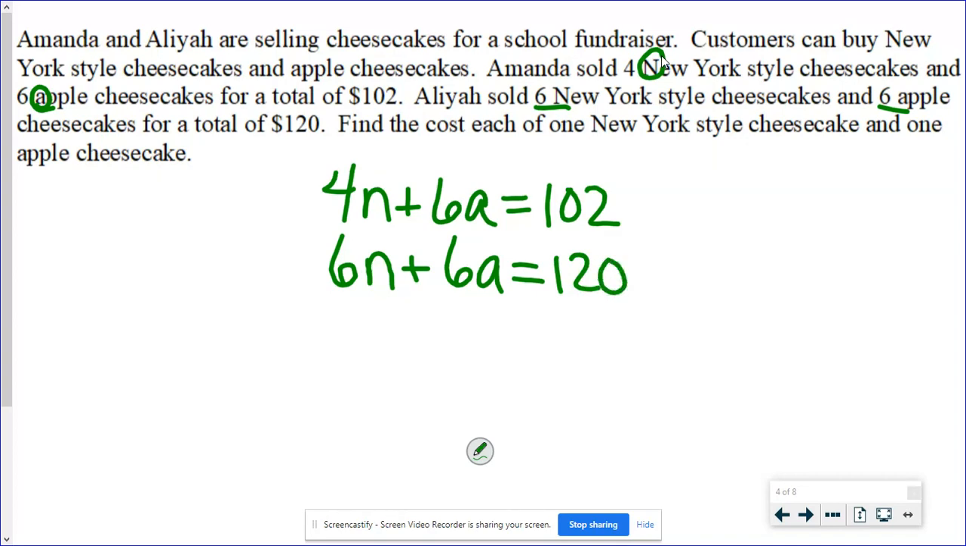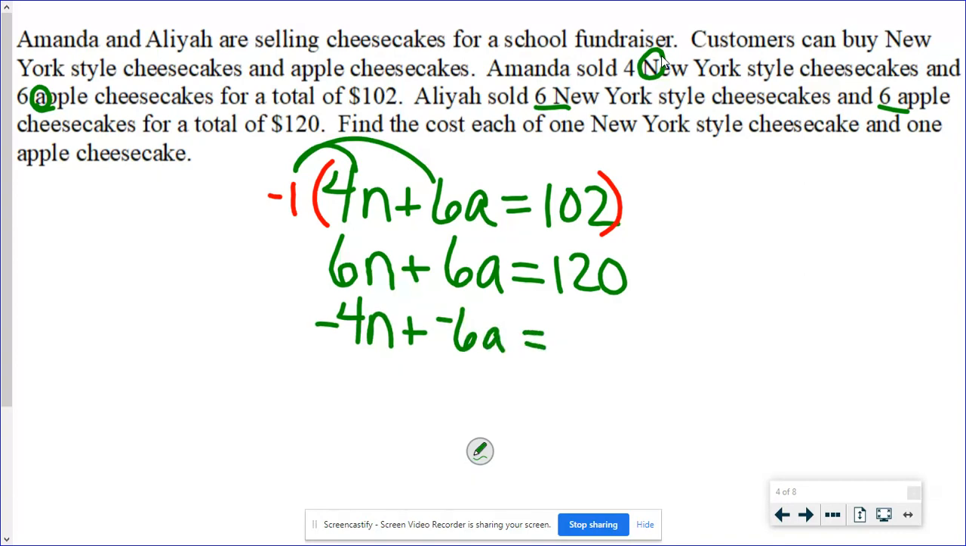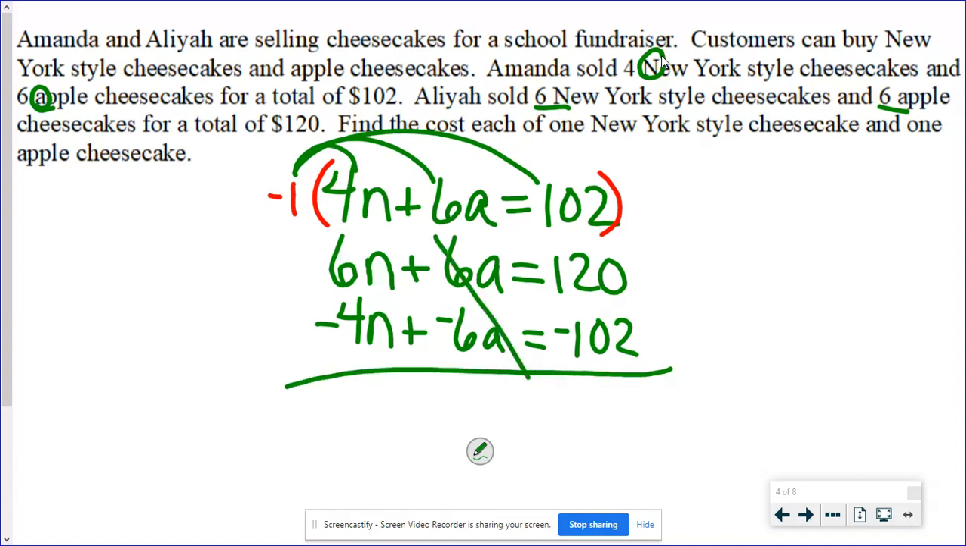Now, the nice thing about this problem, and I started with this one for these longer, wordy kinds of problems, look at your A's. They're both exactly the same. So if I multiply one of those equations by a -1, doing that distribution, I would get, I'm just going to write it underneath this other one, -4n plus -6a equals -102. Now my A's are going to go away. That's what we wanted. They were opposites.